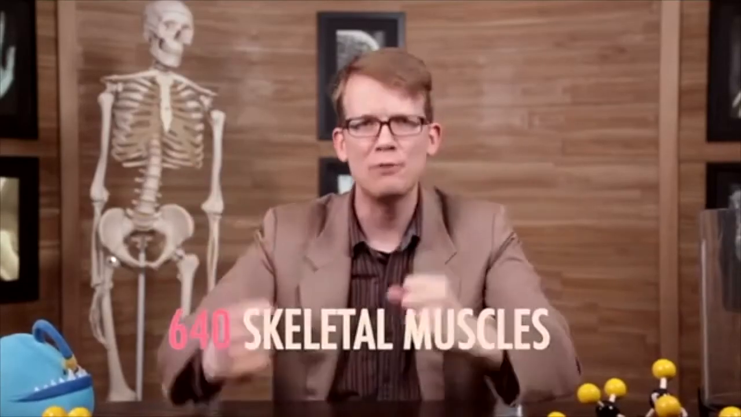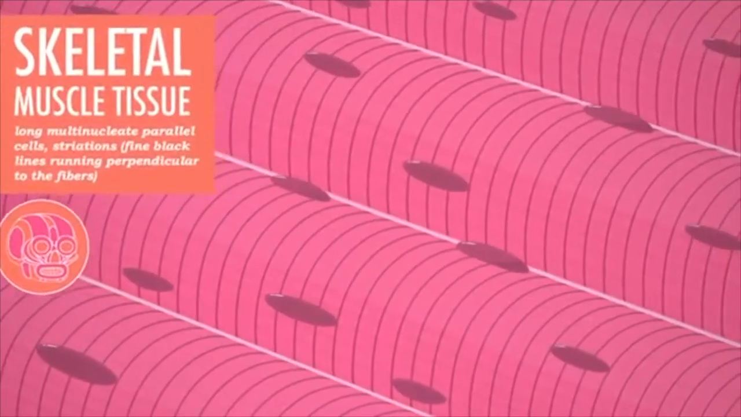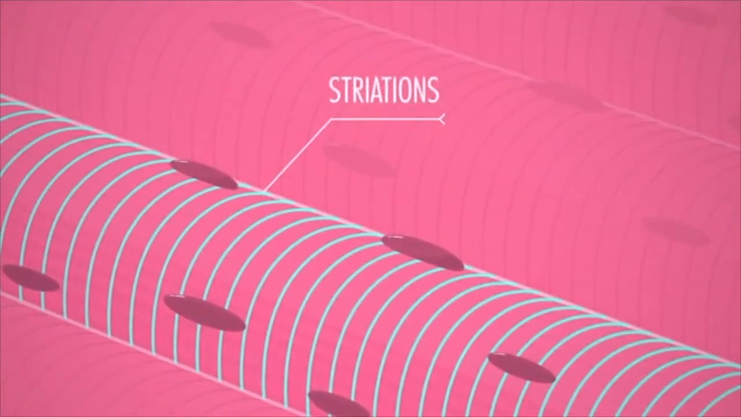The ones you can see and feel and flex are your 640 skeletal muscles. They're striated like cardiac muscle tissue, but they're also mostly voluntary, meaning you have to think about using them and activate them with your somatic nervous system. Most of them attach to your skeleton and create movement by pulling bones in different directions as they contract.